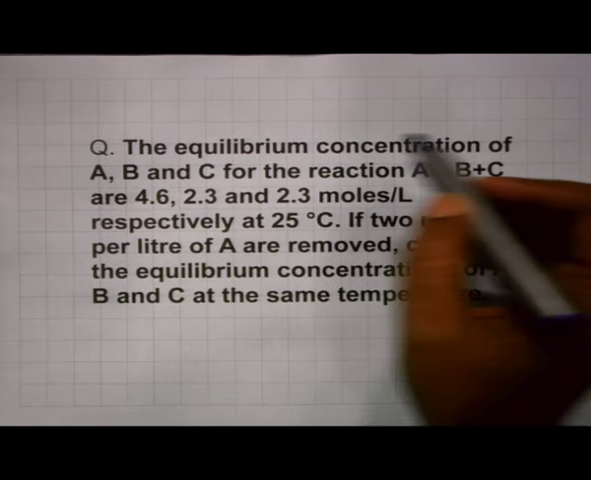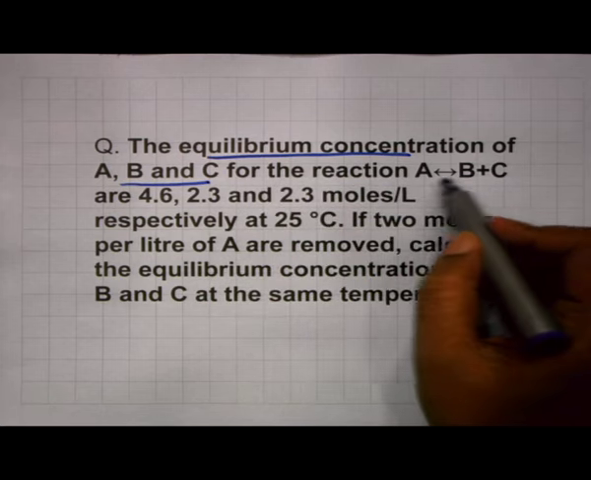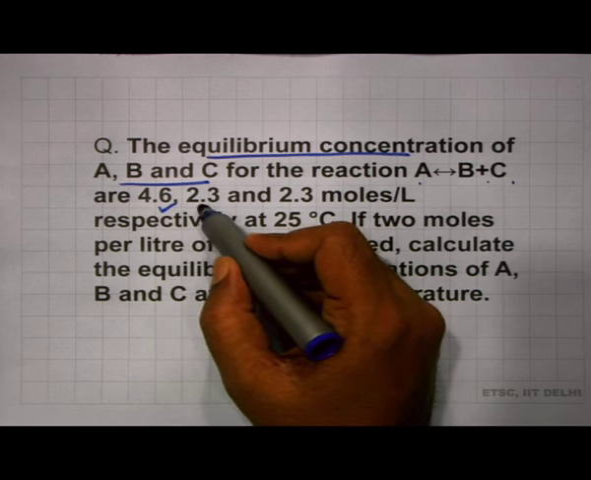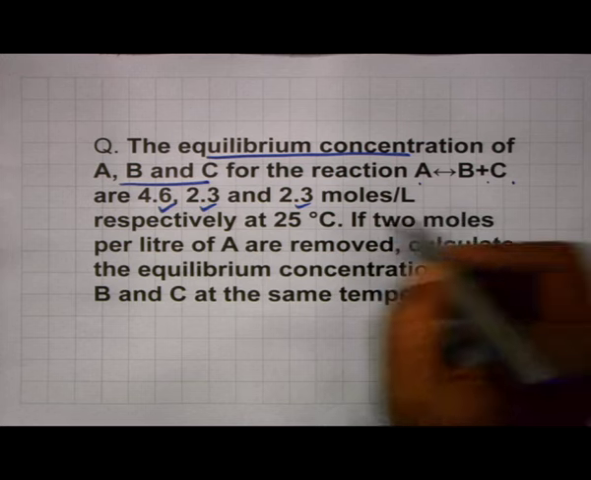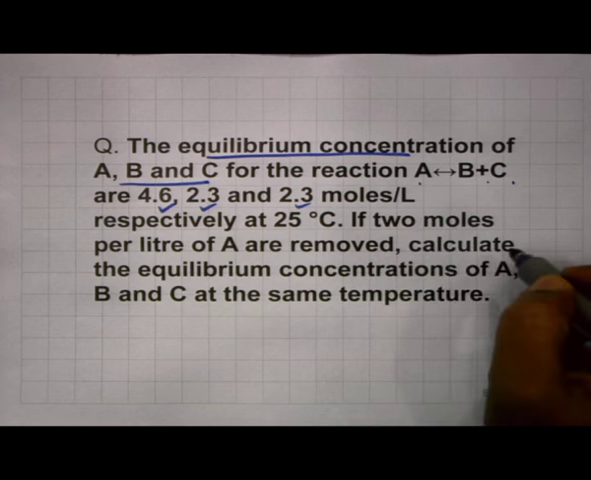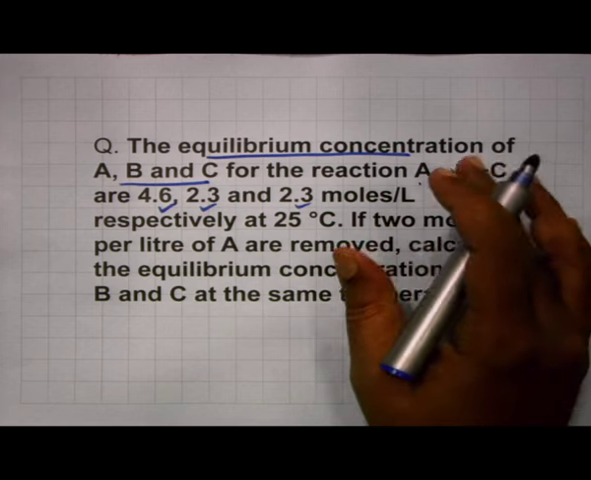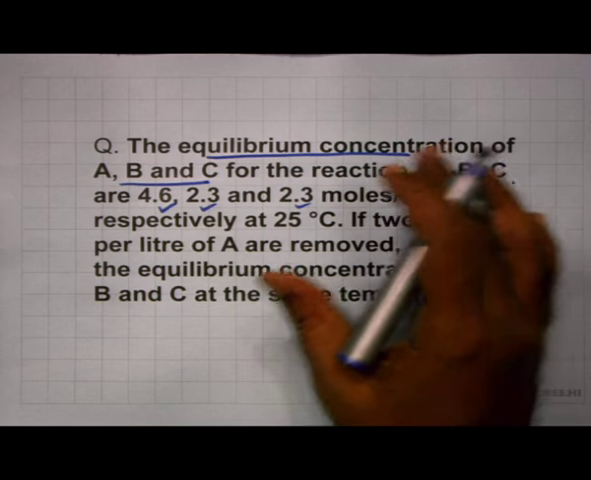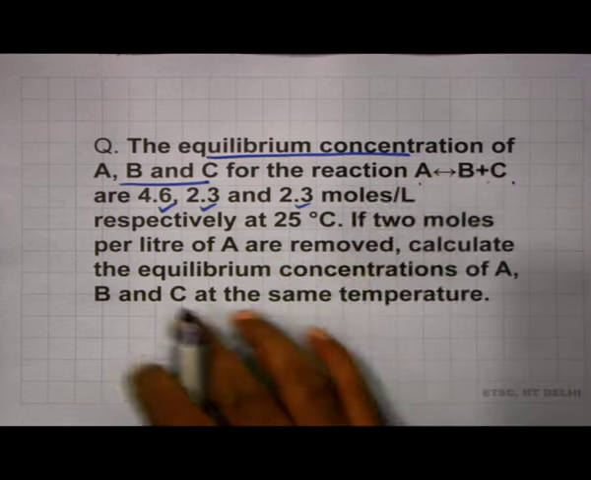So, in this question you have been given the equilibrium concentrations of A, B, C. The reaction is A going to B plus C, and the equilibrium concentrations are known: 4.6, 2.3, 2.3 moles per liter at 25 degree Celsius. If 2 moles per liter of A are removed, calculate the equilibrium concentration of A, B and C at the same temperature. Okay. So, it is basically a mixture of type 1 and type 2 questions.